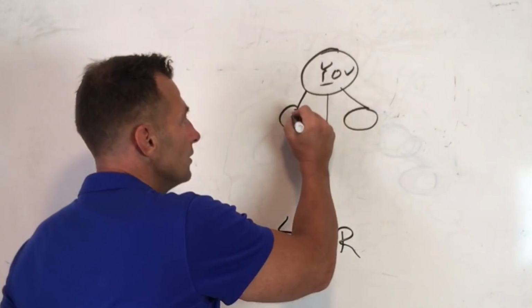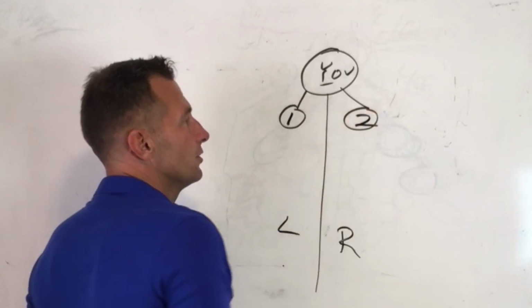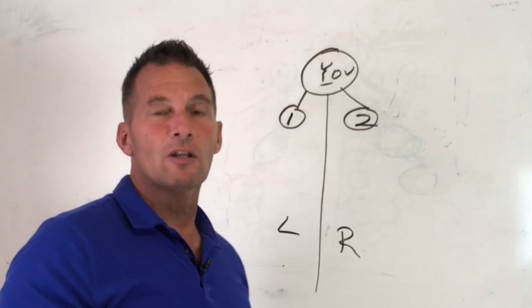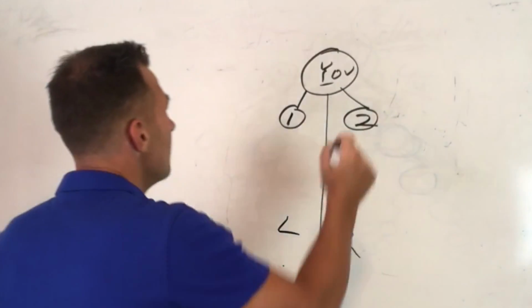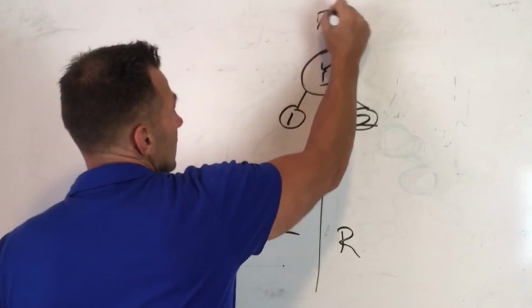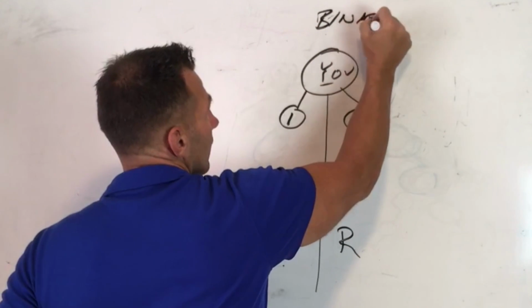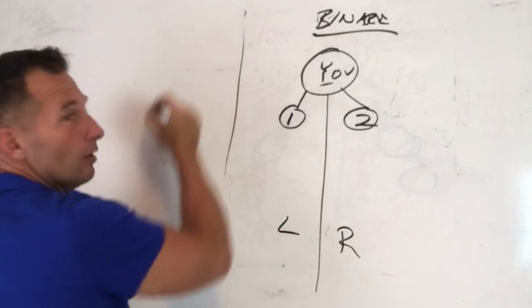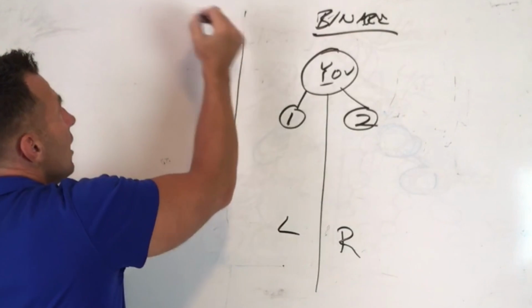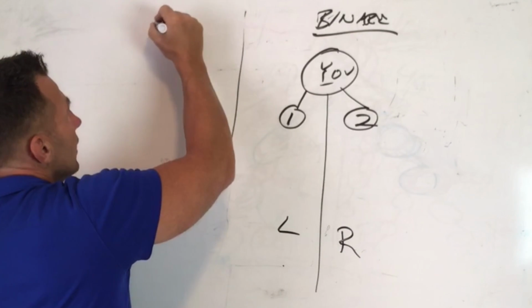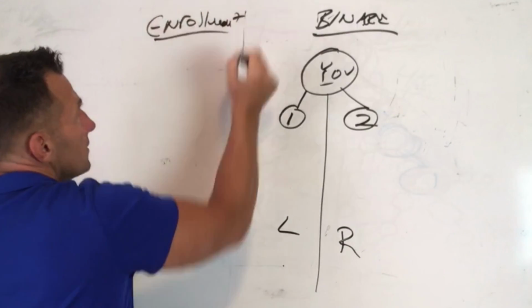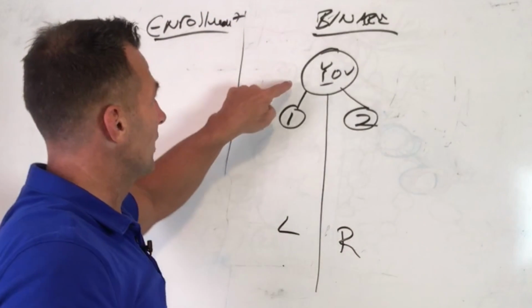Now, as an example, this is your first person and this is your second person. So these people are basically in your organization, left and right. So this is the binary, right? I know you can't read that, but over here we're going to do the enrollment tree. That says enrollment, if you can't read that, which I don't blame you.